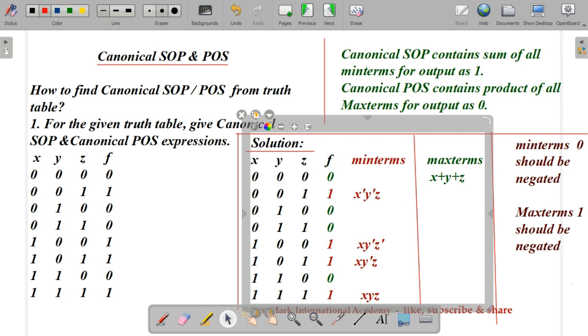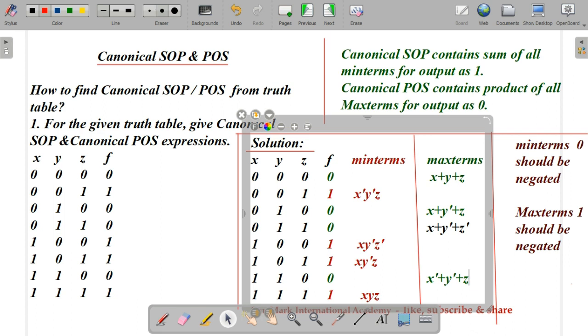The next one, again 0, so we write X plus Y dash plus Z. The third one, another maxterm: X plus Y dash plus Z dash. And the last one: 1 should be negated, so X dash plus Y dash plus Z. In this way, we can easily find the minterms and maxterms from the truth table given in the question.